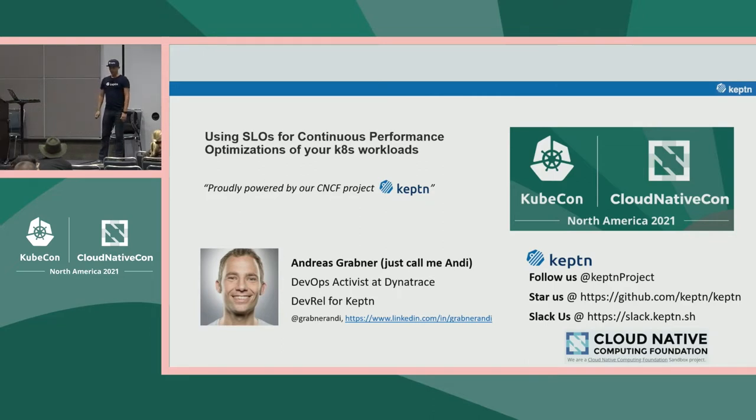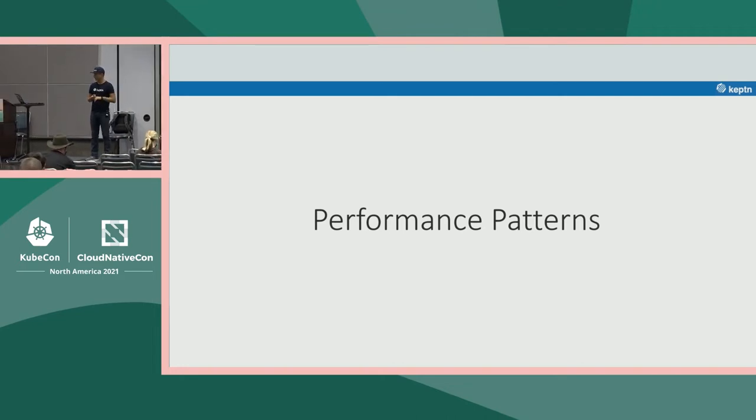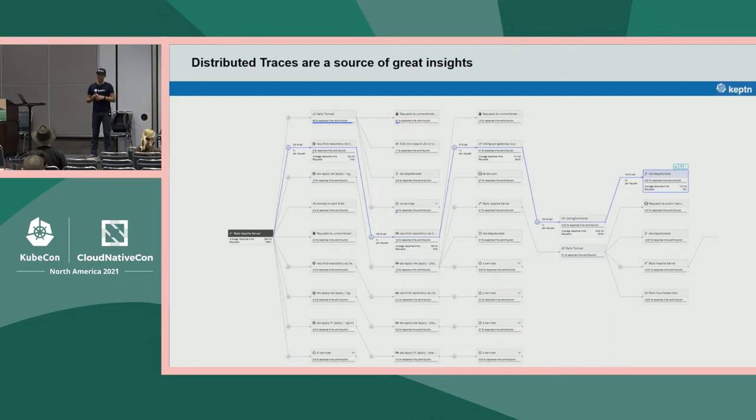Now, one thing that I've learned over my last 20 years is when I do performance analysis, I always look at performance patterns. And I want to start with this before I go into the core part of this talk, which is how we can automate performance analysis based on SLOs, service level objectives. Why are performance patterns important? Because this is what I do in my life when I analyze application performance.